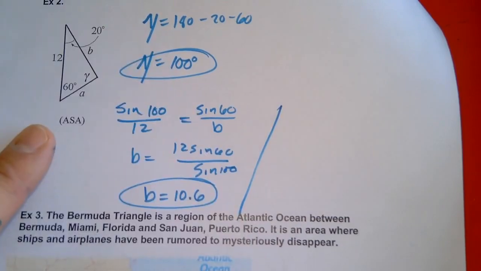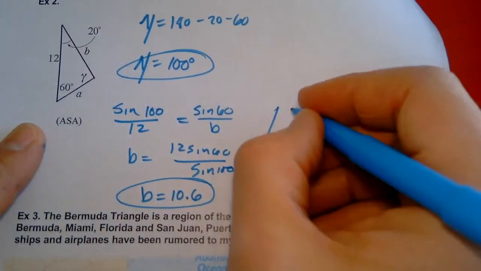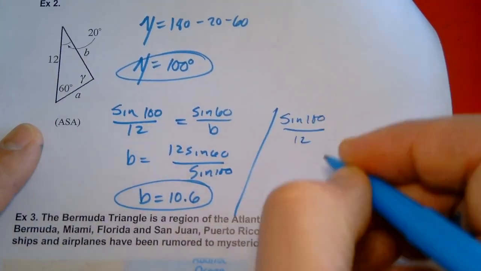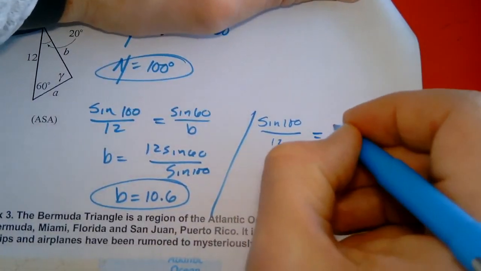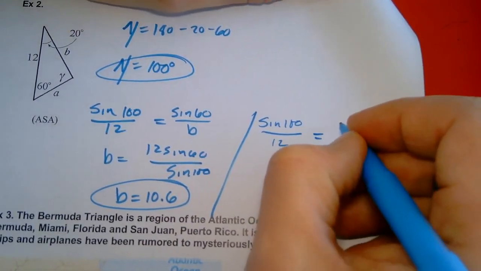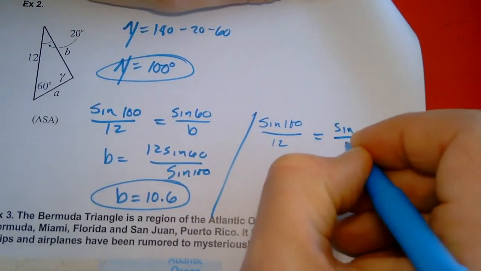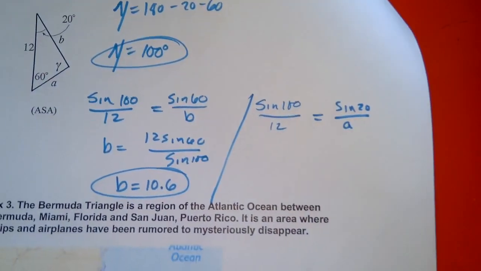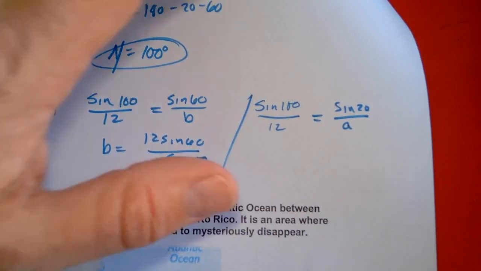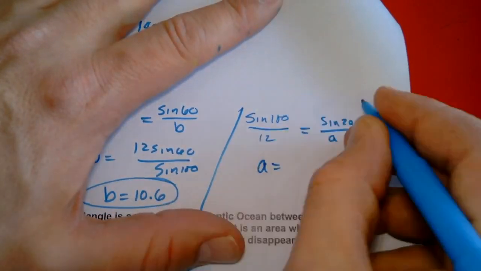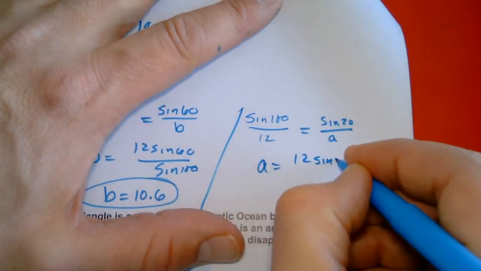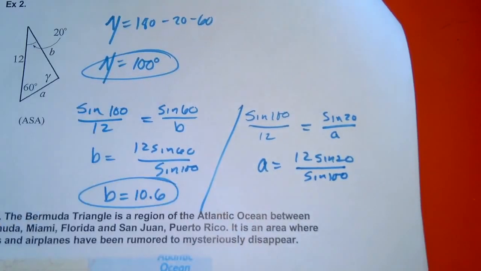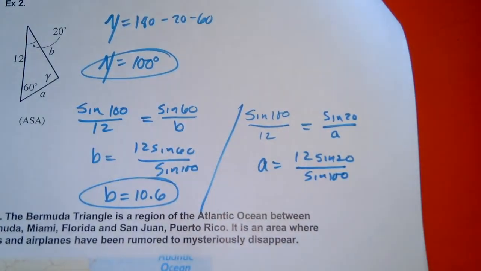We got to find little a, so do it one more time. I'm going to use the sine of a hundo over 12. And now across from little a is how many degrees? 20. So use a little sine of 20 over there. So again, cross multiply, I get 12 sine of 20. And then I would divide by the sine of 100. If you want to show that work, you can, or if you want to do what I'm doing, perfect.